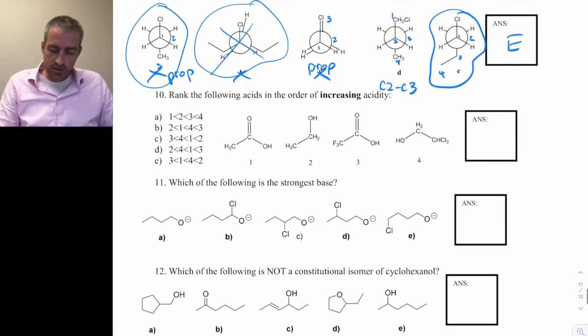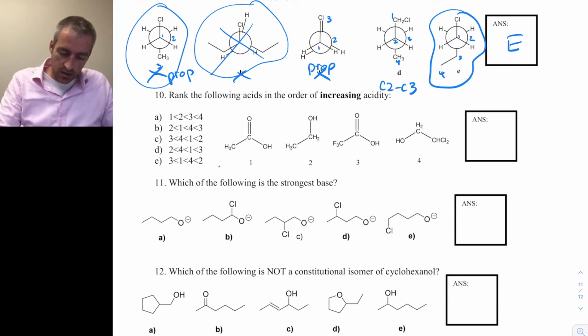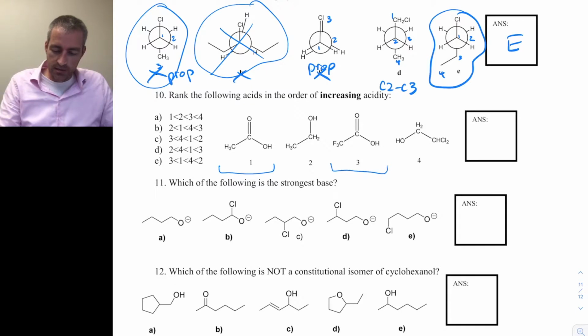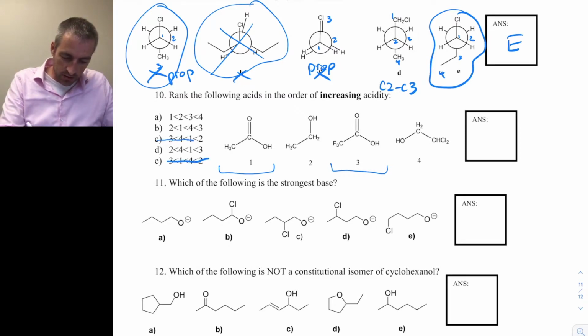Rank the following acids in order of increasing acidity. 1 and 3 will be higher than 2 and 4 because they are OH acids that, if you deprotonate, give a resonance stabilized anion. So we want the two with the strongest acids being 1 and 3. So let's cross out E, cross out C. Oh, this is easy. Strongest acid is D.